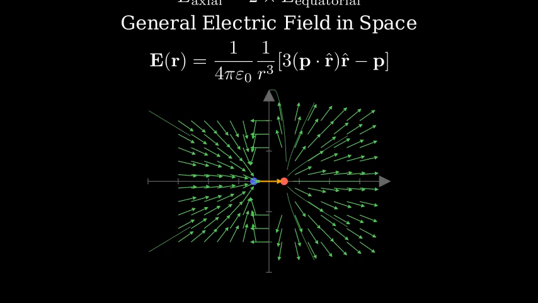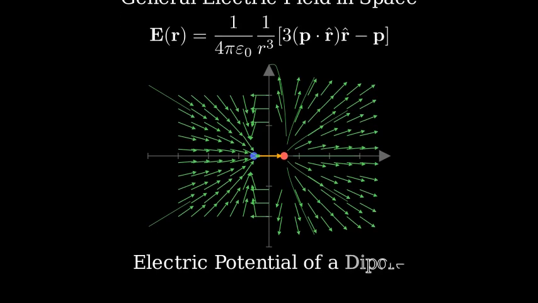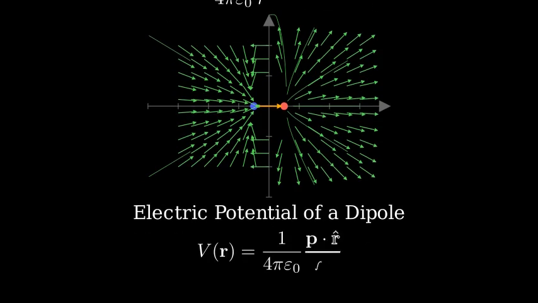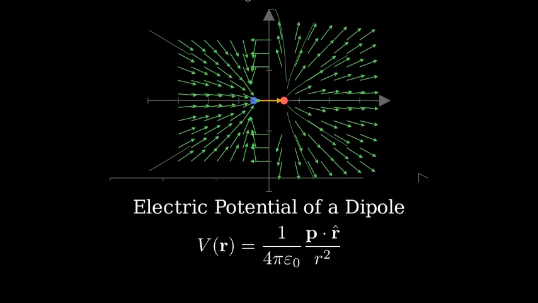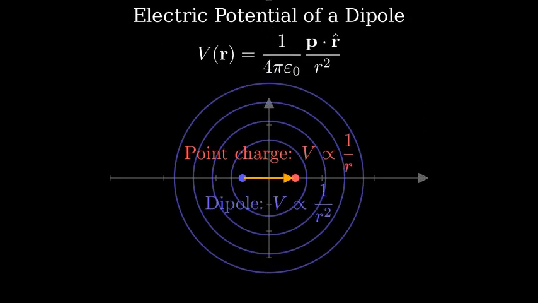In addition to the electric field, we can also calculate the electric potential due to a dipole. The electric potential V at a position r due to a dipole is given by V = (1/4πε₀) × (p·r̂)/r². Unlike the electric field, which falls off as 1/r³, the electric potential falls off as 1/r², which is still faster than the 1/r potential of a single point charge.